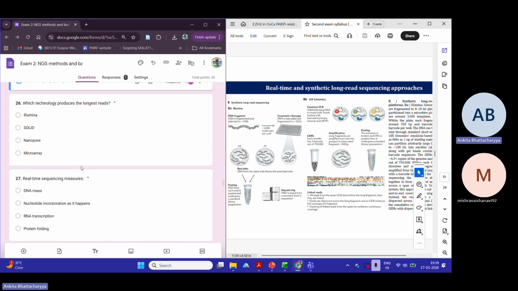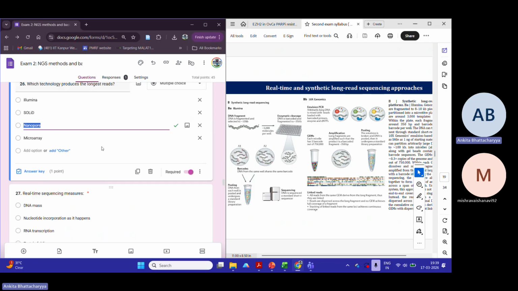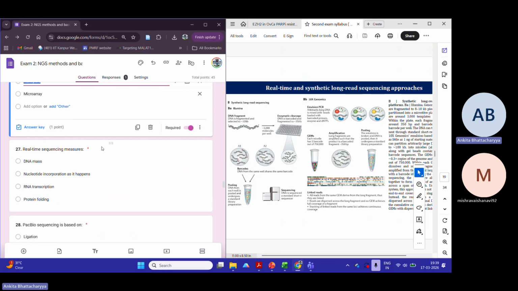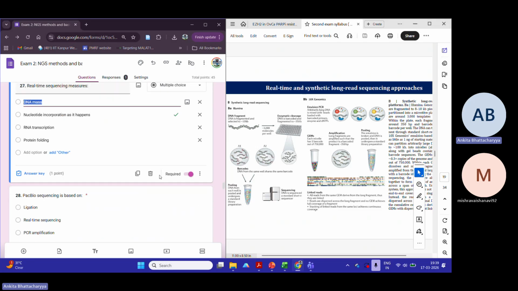Which technology produces the longest reads, whether it is Illumina, Solid, Nanopore, or microarray? The correct answer is Nanopore. Then real-time sequencing, what does it measure? DNA mass, nucleotide incorporation while it is happening, RNA transcription, and protein folding. So real-time sequencing actually monitors the incorporation of one nucleotide at a time, and in real time. So that is the correct option.